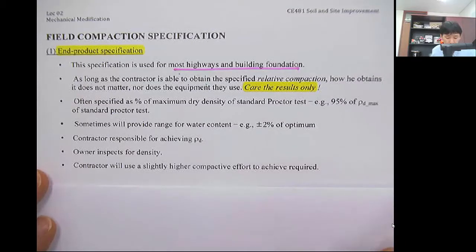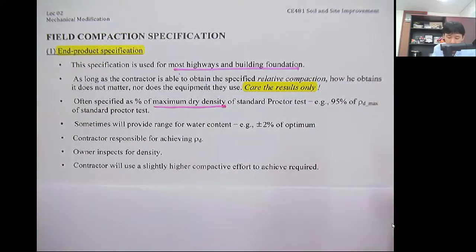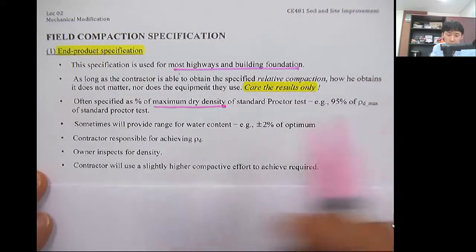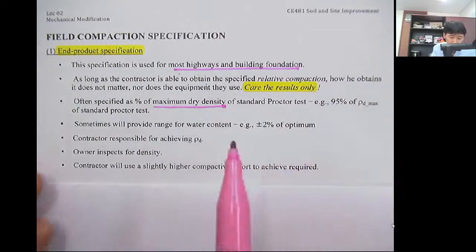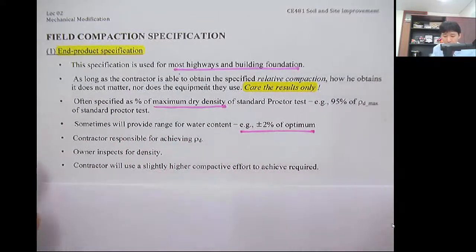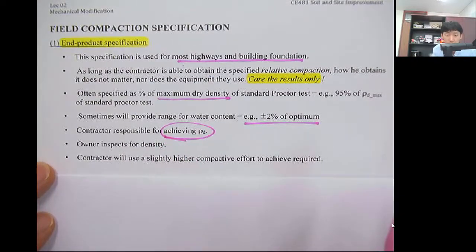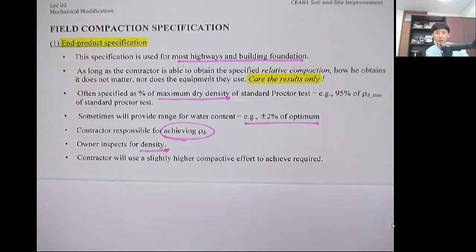So it is often specified as the percent of the maximum dry density of the standard proctor test. For example, 95% of the maximum dry density of the standard proctor test. You can say that. Or sometimes we'll provide the range of the water content. So control the water content to be plus or minus 2% of the optimum. The contractor is responsible for achieving the dry density, and the owner inspects for density only. And the contractor will use a slightly higher compactive effort to achieve the requirement to satisfy the specification.